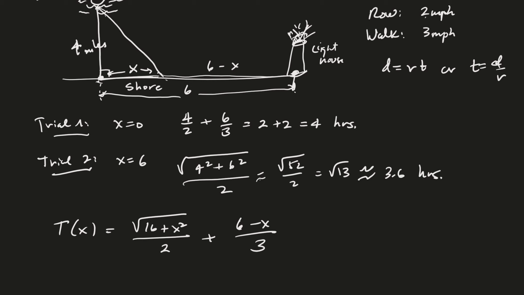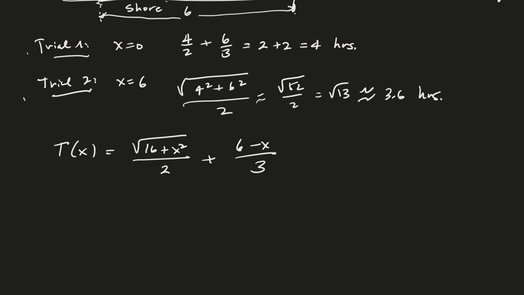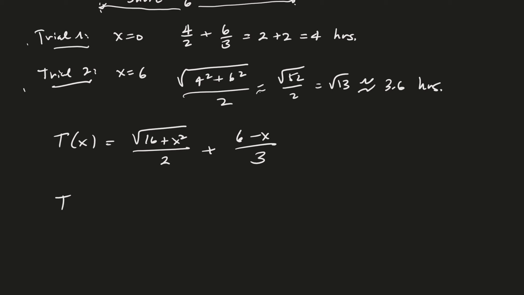Good. So this is very much like our last problem like this. These are very similar. They all have the same flavor. We've already checked the endpoints now, so now we just have to check the critical point. That's what we're going to do now. So that's going to be 1/2 times 16 plus x squared to the minus 1/2 times 2x, and that's all divided by 2, and that's going to be minus 1/3.